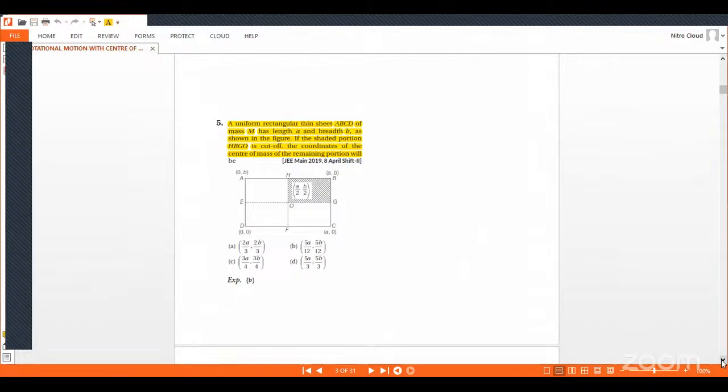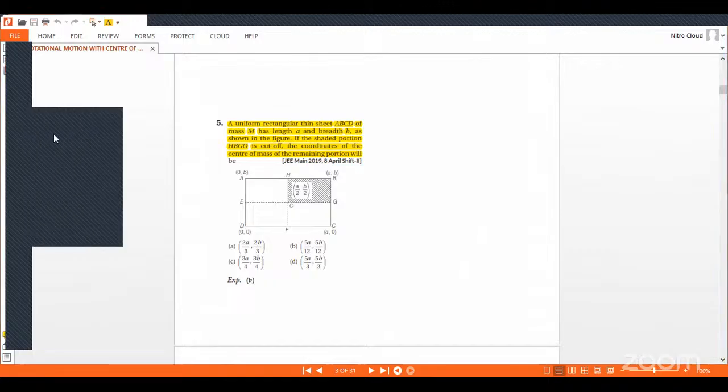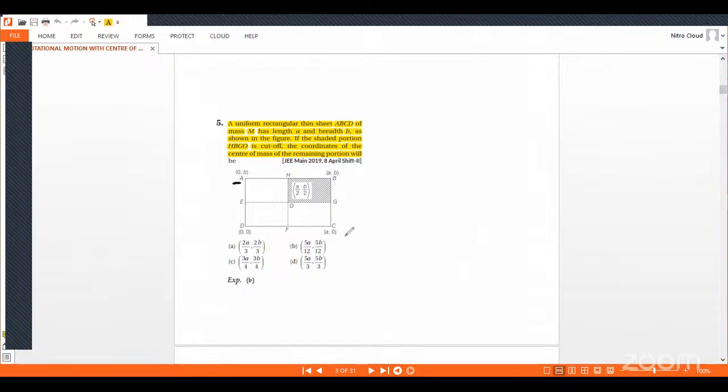The next one, it is a uniform rectangular thin sheet ABCD, of mass M, has a length A and breadth B, as shown in the diagram. If the shaded portion HBGO is cut off, the coordinates of center of mass of the remaining portion will be. Okay? Fine.